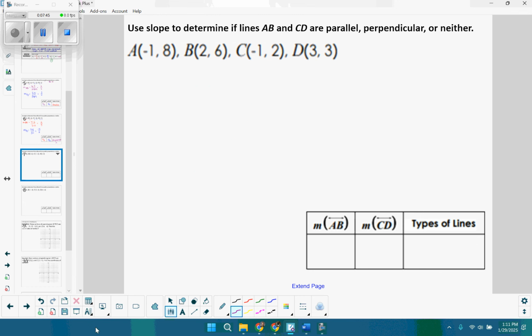So here we're going to use our slope to determine if lines AB and CD are parallel, perpendicular, or neither. So the slope of AB, 6 minus 8 on top. Oops. What happens when I jump the gun and put two lines? 2 minus negative 1 on the bottom turns into plus. So this is going to be negative 2 over 3.